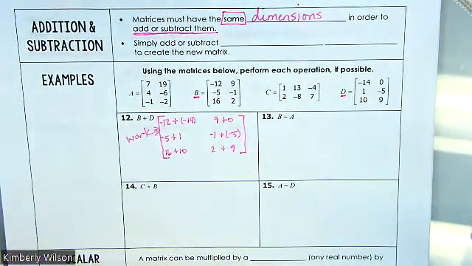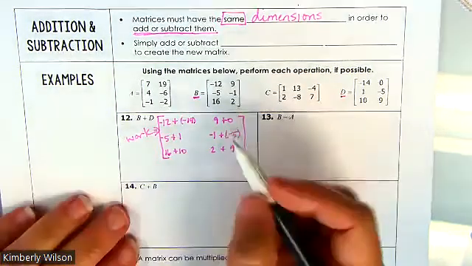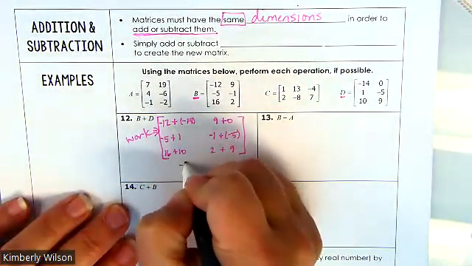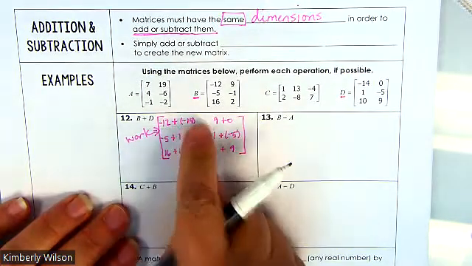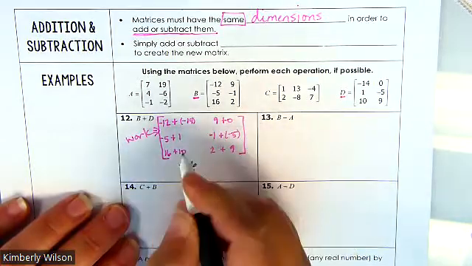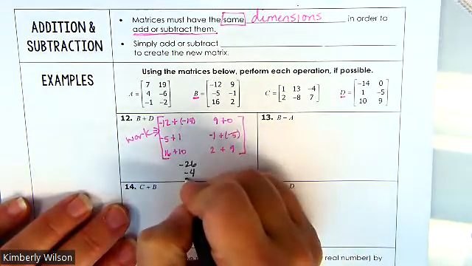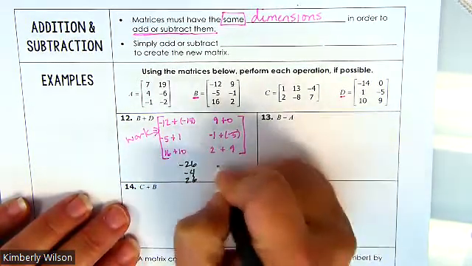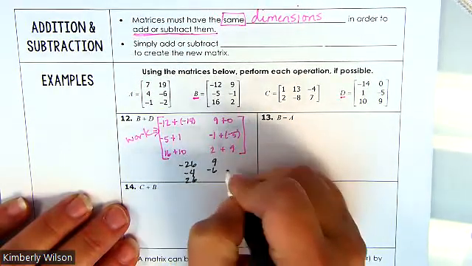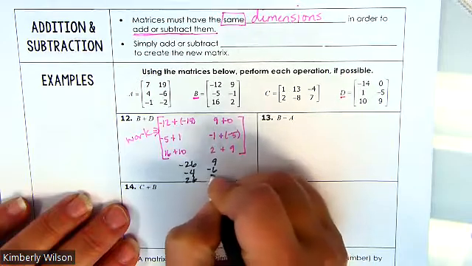Now we get to our final answer. And our answer is negative. So we follow our integer rules. So we have -26, -12 plus -14, -5 plus 1 is -4, 16 plus 10 is 26. Then we have 9 plus 0 is 9, -1, so that's -6. 2 plus 9 is 11.